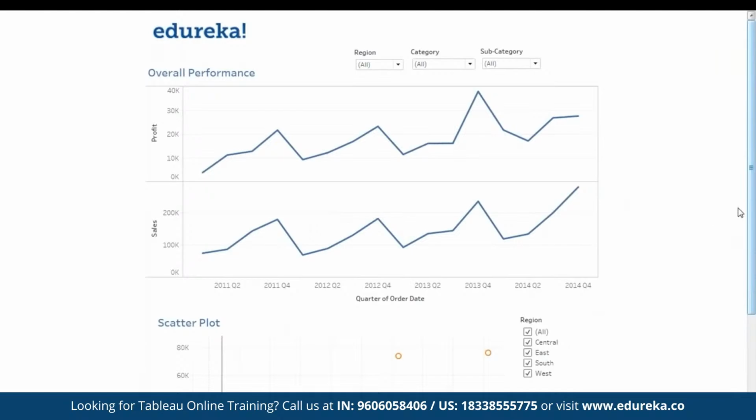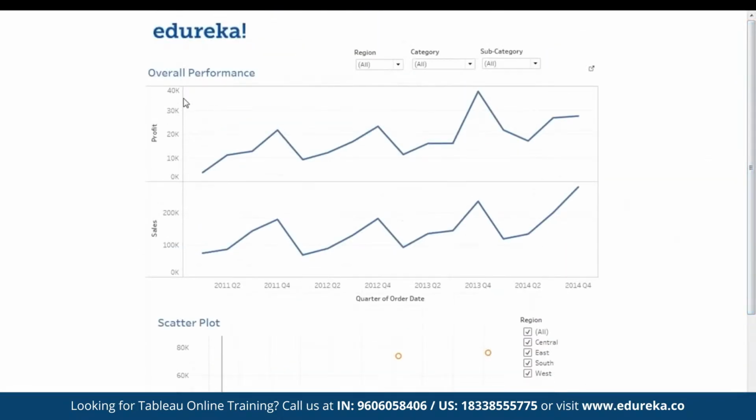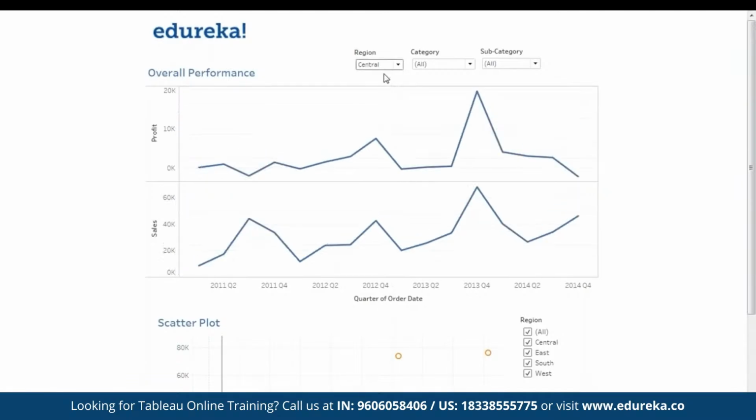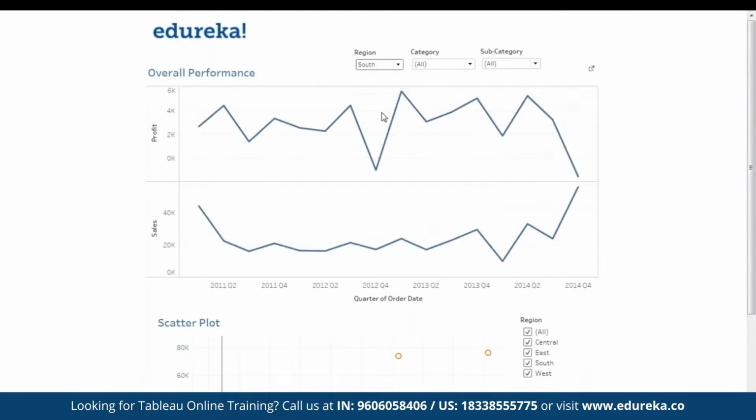Okay. So this is my first dashboard, guys. Can you see? The person who will be looking at this dashboard will be able to get all overall performance, right? Which region is performing, right? If he wants to know region wise, he can go and select central, east. The dashboard will be changing automatically, right? So south, you can see right now in 2014, the sales are going up, but the profit is going down. So something is wrong, right? Something wrong is happening over there.